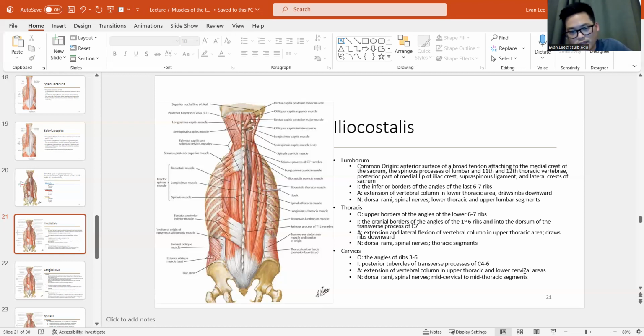But largely, when you look at their innervations, they're innervated by the dorsal rami and spinal nerves along their respective regions. Lumborum, lower thoracic, and upper lumbar. Thoracis is going to be thoracic, and then cervicis is going to be mid-cervical to mid-thoracic segments.